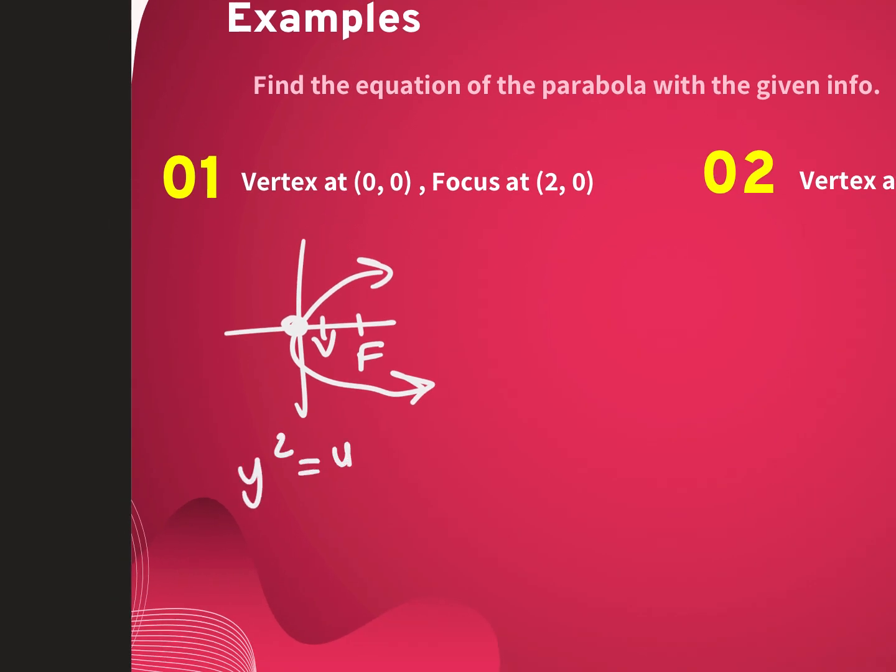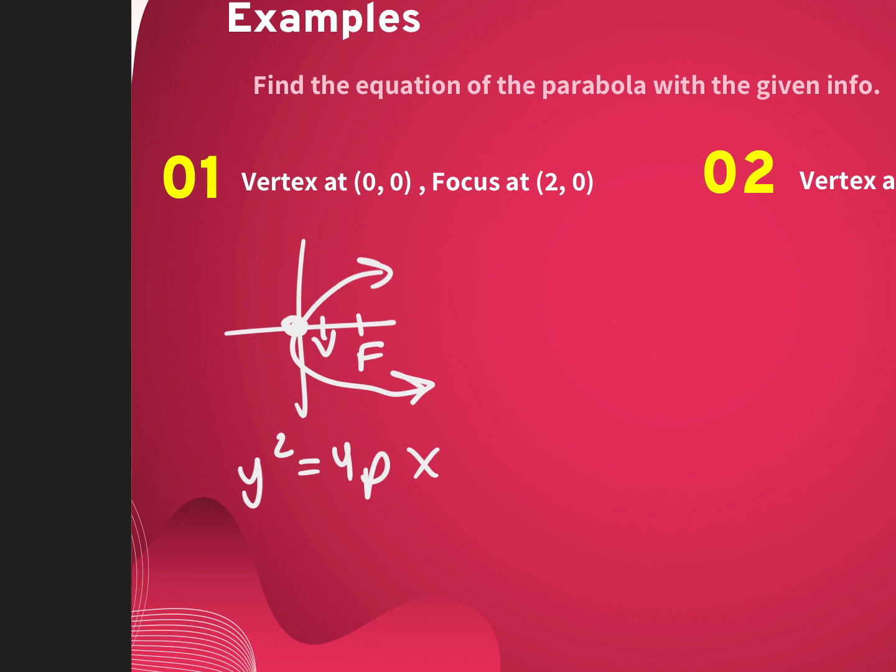You know that your 4p is what kind of a value, positive or negative? You know that your 4p is what? Positive, good. So now what is the p-value? Remind me, how do you figure out what the p is? What is p? The distance from where? Vertex to focus. You guys can count. How far is it from the vertex to the focus? 0, 0 to 2, 0.